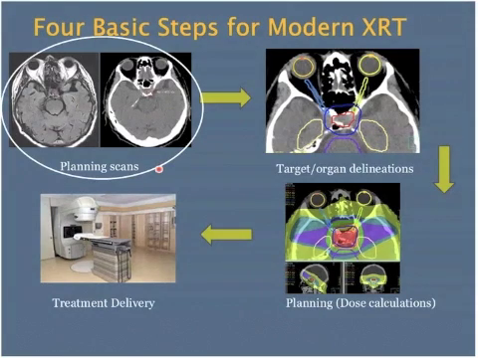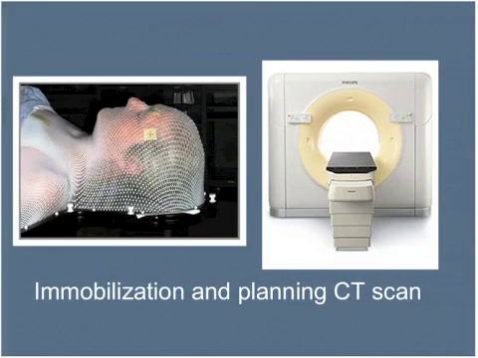So we have 4 basic steps as we plan and deliver our radiation treatment. So there's a planning stage where we're acquiring diagnostic and planning scans. There is a segmentation phase where we're segmenting out the target or the tumor and critical organs we want to avoid. The planning phase where we're designing our beam arrangement and calculating dose, and then delivering the radiation.